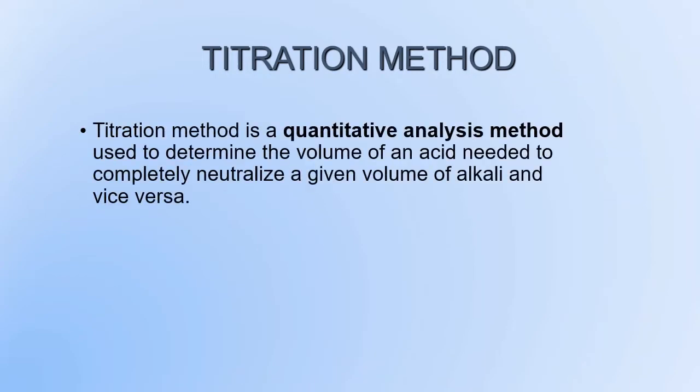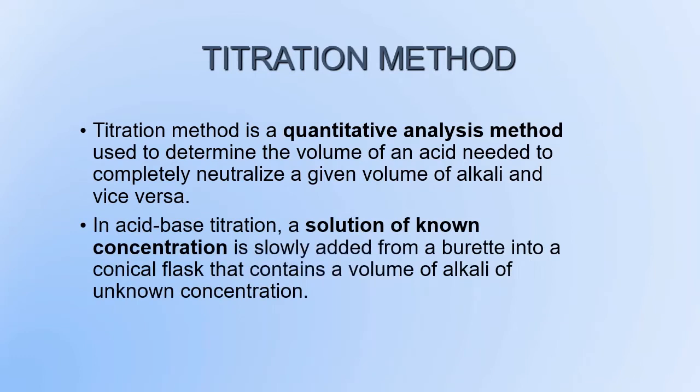Titration method. The titration method is a quantitative analysis method used to determine the volume of an acid needed to completely neutralize a given volume of alkali and vice versa. In acid-base titration, a solution of known concentration is slowly added from a burette into a conical flask that contains a volume of alkali of unknown concentration.